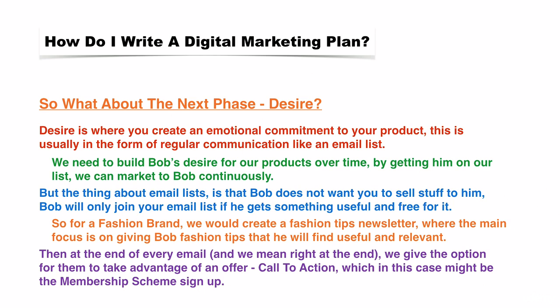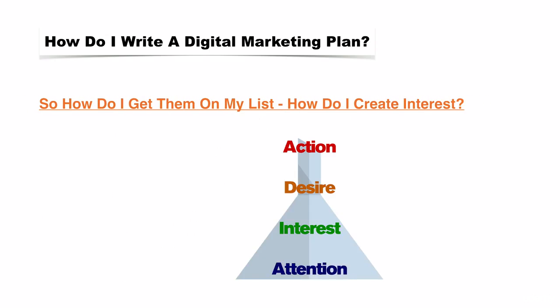So we use our list to send him useful, relevant, free information, but all the time we're trying to push him towards that sign up where we can push him special offers, discounts, maybe end of line stock. But the important thing to understand here is we have to create desire through continuous communication. And if Bob gives us his email, he has given us the opportunity to talk to him on an ongoing basis. And that's why email lists are probably the most valuable resource you can create when it comes to online marketing. So how do I get them on my list?